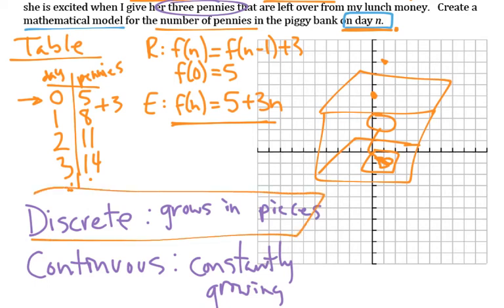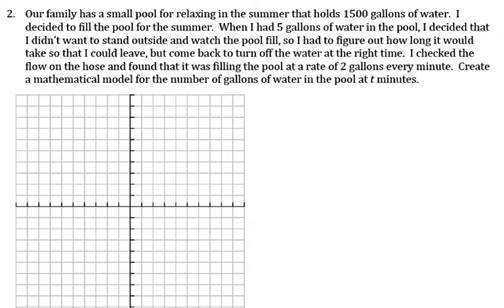But this one would be discrete, so we should leave it without the lines for that model. Now let's take a look at the next one to help us understand continuous.